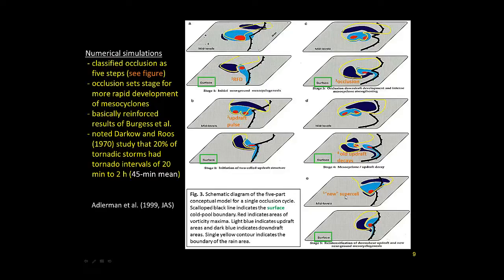And then finally, after that, the old supercell is essentially gone. You have a new supercell, and the process starts all over again fairly rapidly. Essentially, what this simulation from Adlerman and others did was reinforce the results of Burgess. They also noted in their study, a paper that they referenced, Stark and Roos, I believe, that a little under 0.25% of their tornadic storms had this cyclic behavior with intervals from 20 minutes to 2 hours. So quite a range there, similar mean to what Don Burgess had shown.